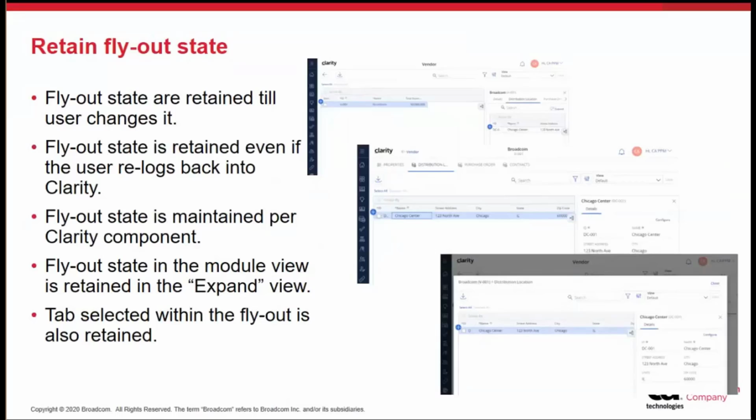The same expanded state is also maintained in the expand view. So in the previous slide, you saw that if I have a subobject and I click on the expand, and I can see that in the flyout, then that state of the expanded flyout remains as is. And finally, if I select a specific tab in my flyout, then navigating around, that selected tab is also retained.